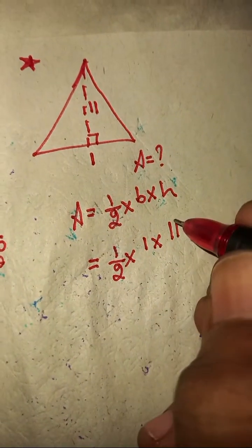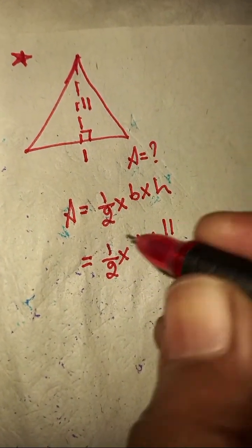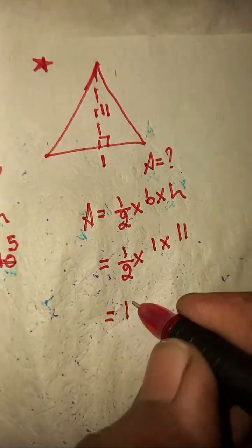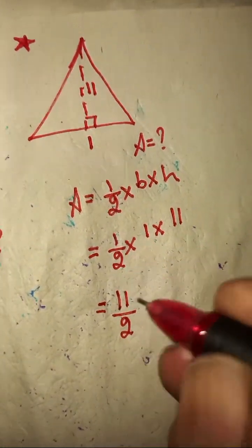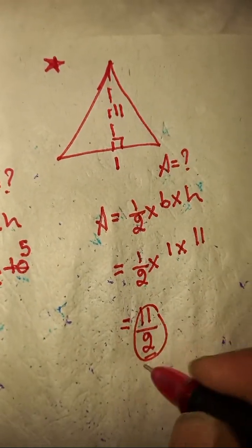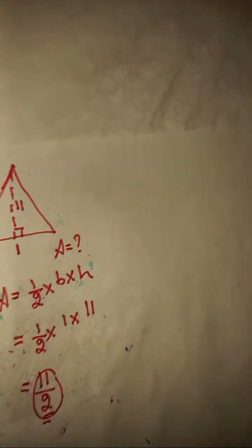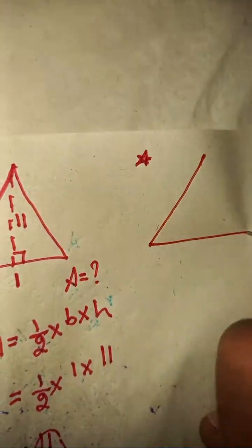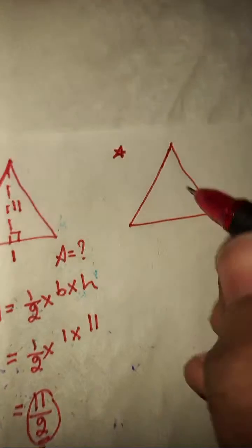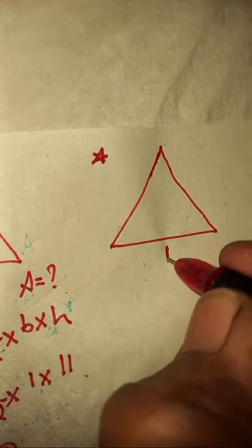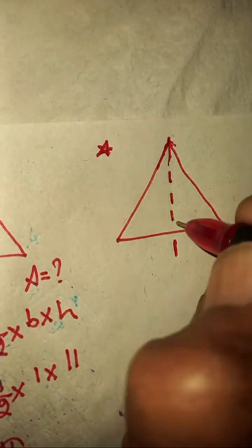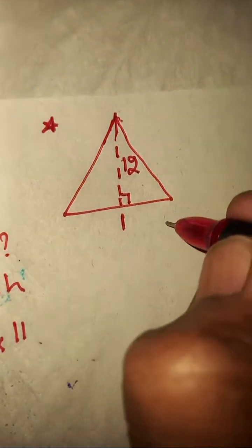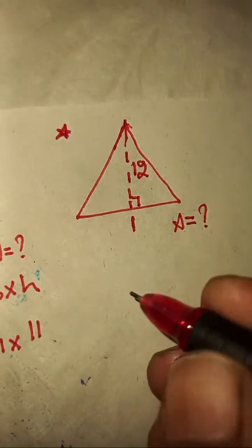Here also you cannot divide 2 and 11, so 1 times of 1 is 1 and 1 times of 11 remains as 11, and the denominator remains as 2, so 11 by 2 square units. And let's take one more triangle. In this triangle they have given that the base length equals 1 unit and the perpendicular height equals 12 units. Here also you need to find out the area.